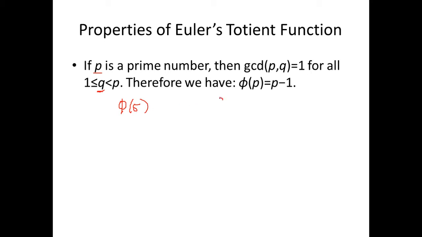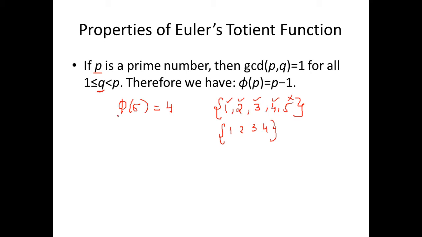We'll first write the set of all the numbers between 1 and 5: 1, 2, 3, 4, 5. So how many numbers here have a GCD of 1 with 5? It is 1, 2, 3, 4. GCD of 5 and 5 is 5, so this is not acceptable. So how many numbers do we have here? 1, 2, 3, 4. So phi of 5 gives us a count of 4.